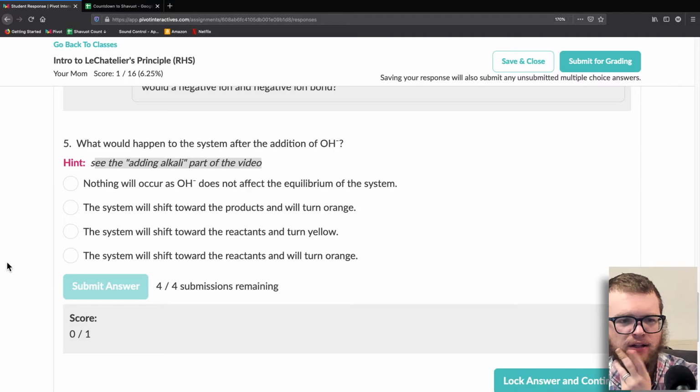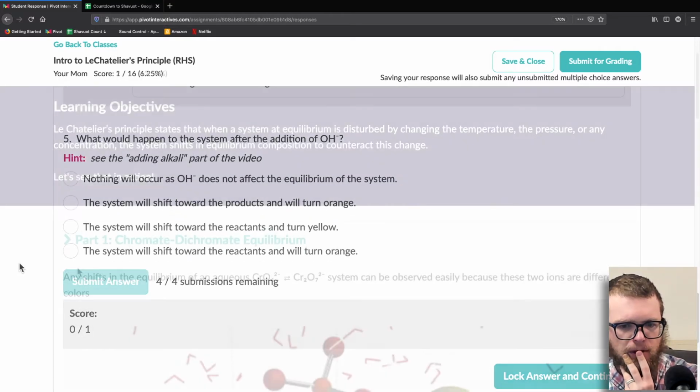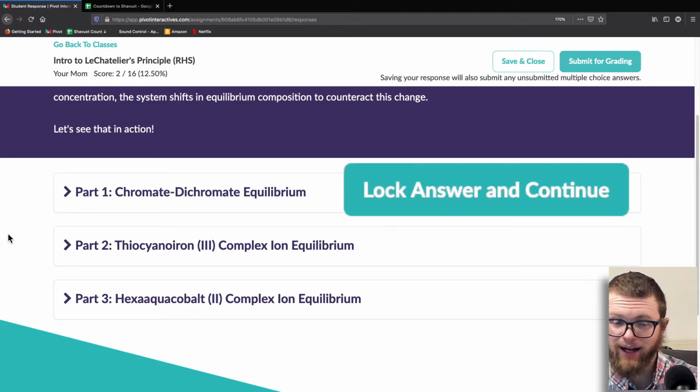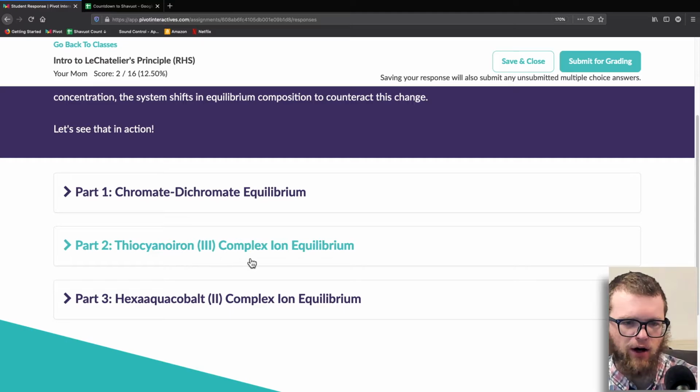So which of these answers captures what we just saw? Once you're done answering all 5 questions in the chromate dichromate equilibrium part 1, you can lock answer and continue and move on to part 2, the thiocyanoiron 3 complex ion equilibrium.